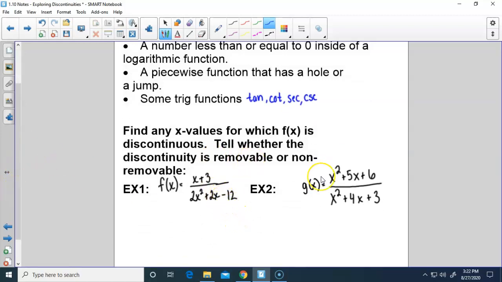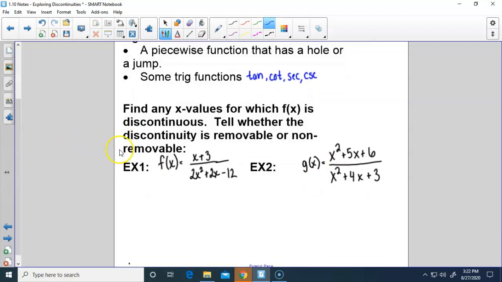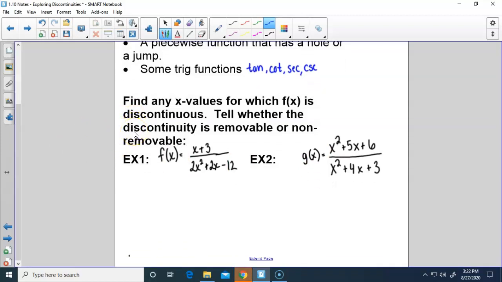So what we're going to do is go through and look at several different problems to tell what type of discontinuity we have and where that discontinuity is. Our directions here say find any x values for which f of x is discontinuous. Tell whether the discontinuity is removable or non-removable.